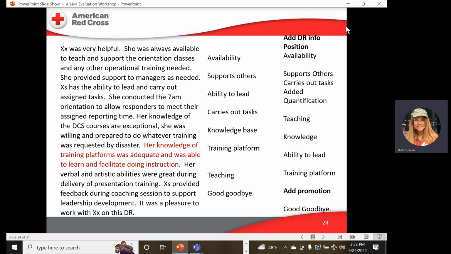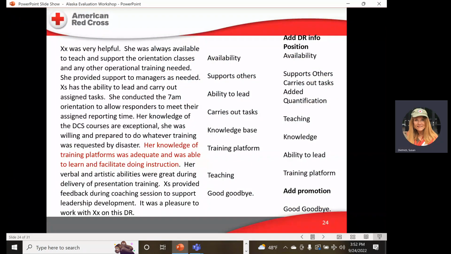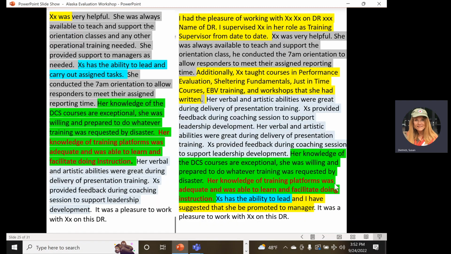Okay, so we're still going to go to strengths. And after teaching and knowledge, probably the ability to lead would fit right in there. Now you're going to sandwich in the training and have the good goodbye. Now you want to add promotion in there. Okay, let's look at how that would read.